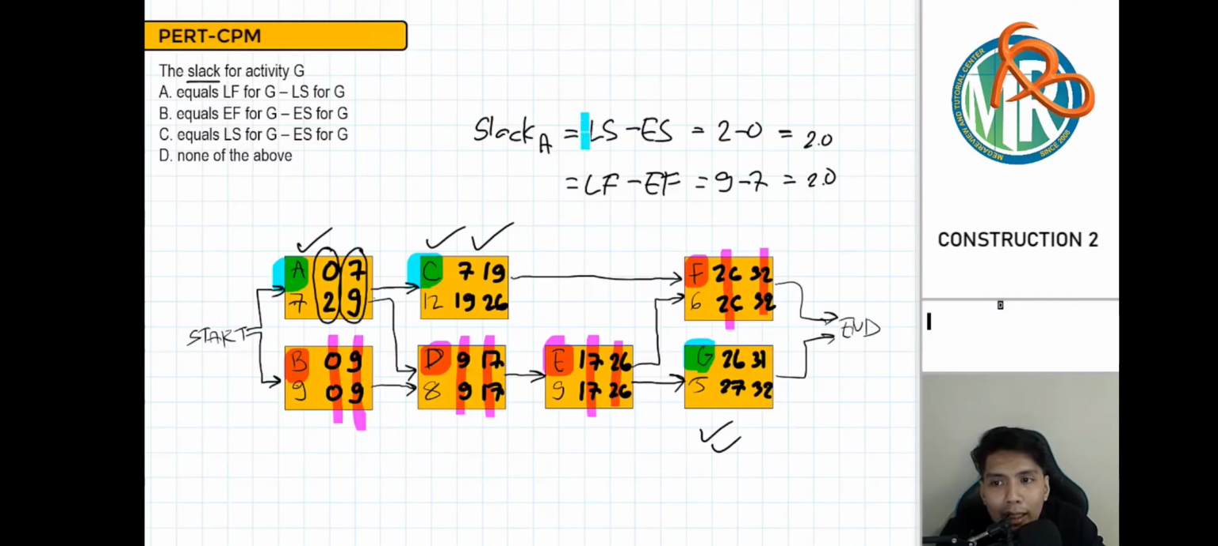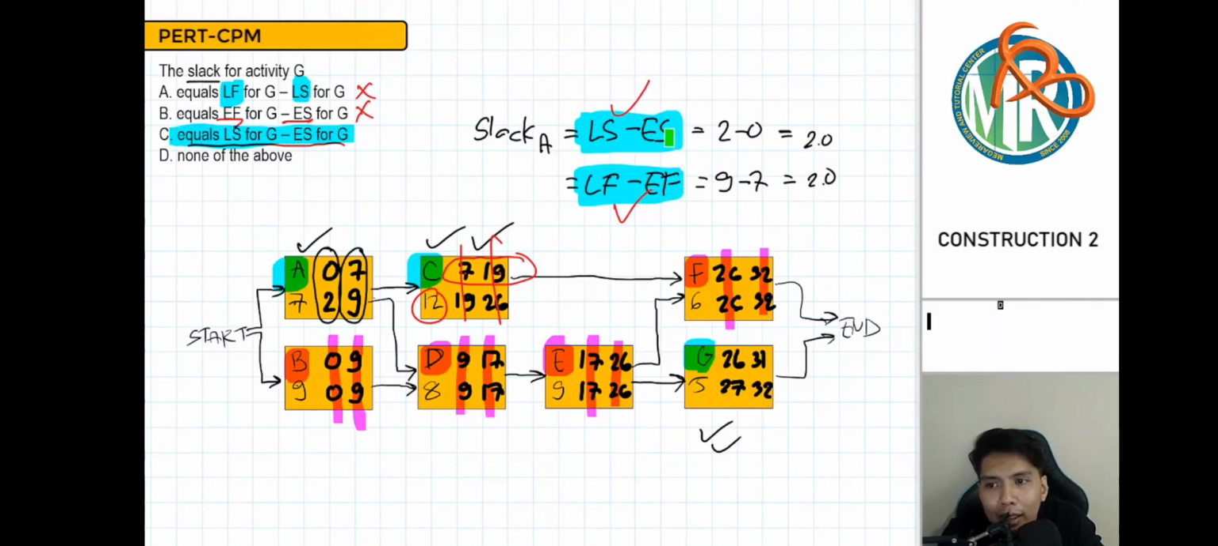Isa-isahin natin. Again, late start minus early start or late finish minus early finish. Unang sinabi dyan, late finish minus late start. Is that correct? The answer is wrong, di ba? Kasi late finish minus late start, that is duration. 19 minus 7, that is 12, that is your duration. So mali yun. Same thing sa letter B, sabi dyan, finish minus start. Pag nag-finish ka minus start, that is always duration. So mali din to. Therefore, yung nag-satisfy ng ganito, that is letter C. Late start minus early start. Yan po yung isasagot natin kasi parehas yan dito sa shade ko ng green.